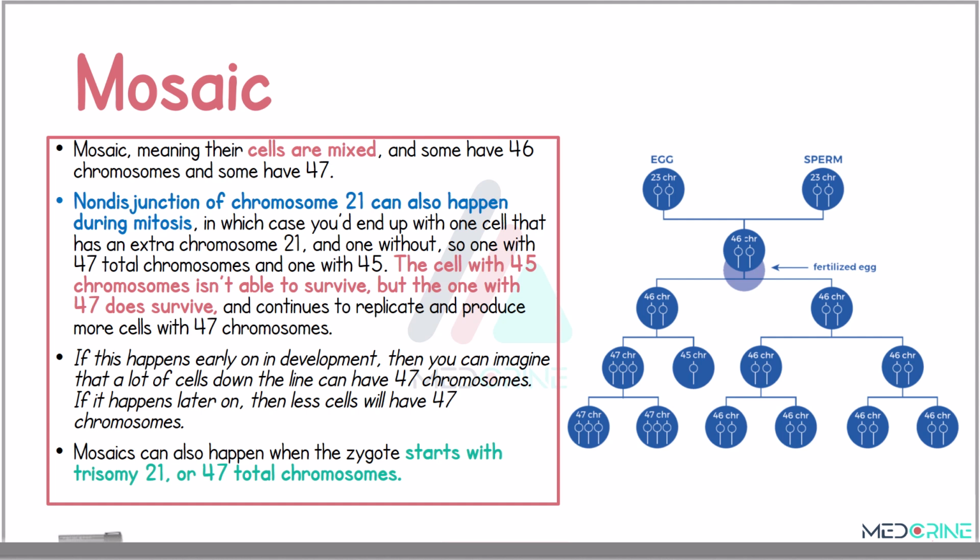If this happens early in development, then you can imagine the number of cells that will be produced having 47 chromosomes. However, if it appears later in development, fewer cells will have 47 chromosomes. Mosaics can also happen when a zygote starts with trisomy 21, or 47 total chromosomes.